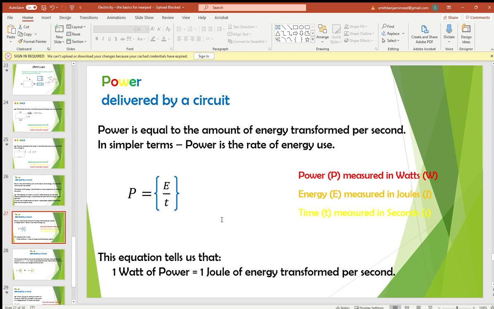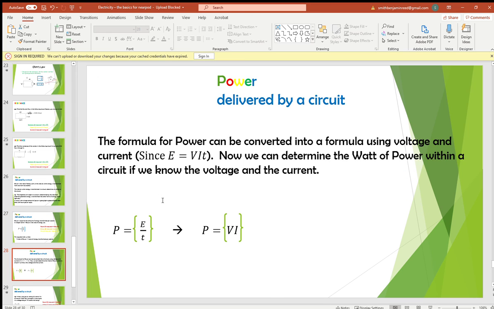So, here is a basic understanding of power, which is the amount of energy or the amount of work done divided by the time. So basically, how is your work changing as time passes? Well, this can actually be translated directly into power equaling voltage times current. So if we know the voltage, we can multiply that by the current in the circuit, and that is how much power is being delivered by a circuit.